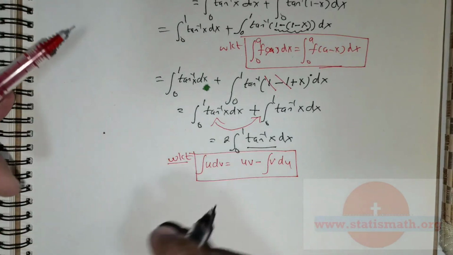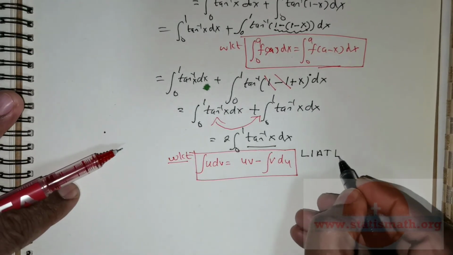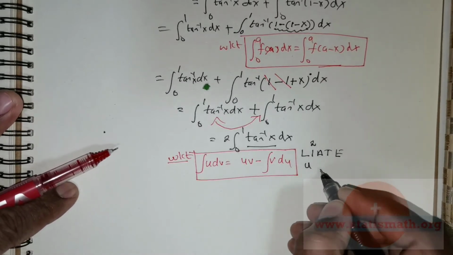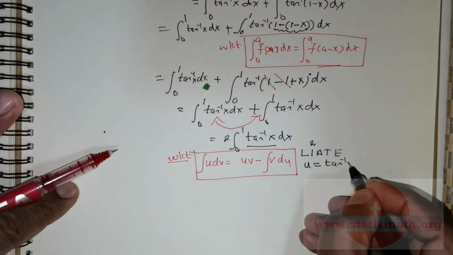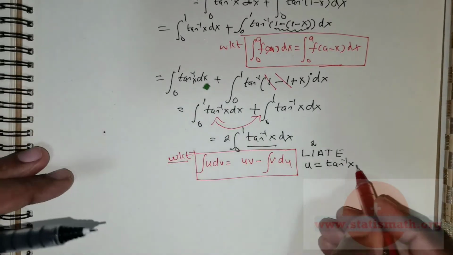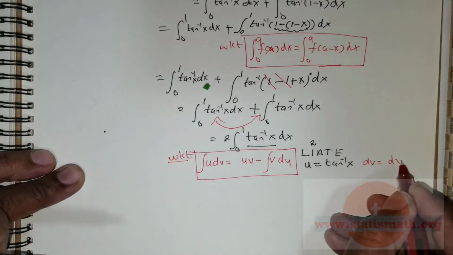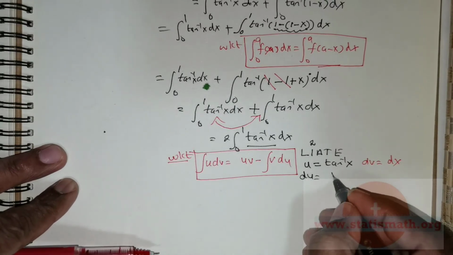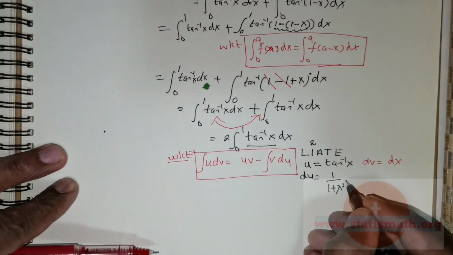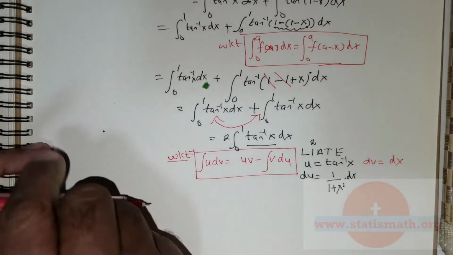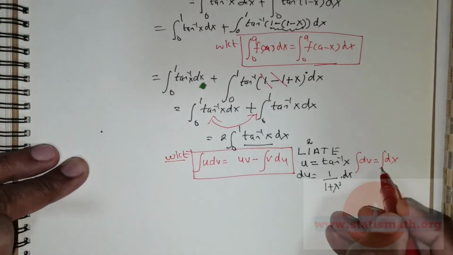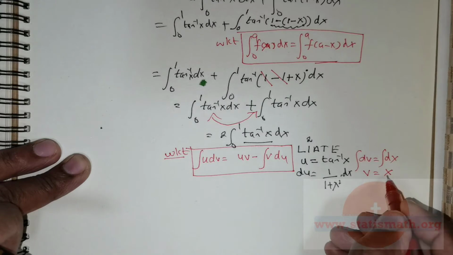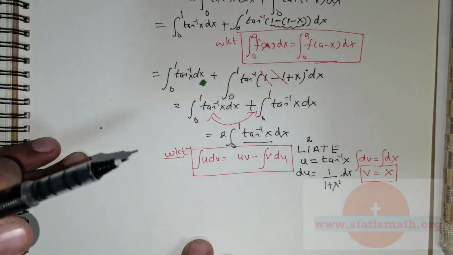We also know the important rule, LIATE, L-I-A-T-E. Now I is an inverse function, so the order is 2. So u should be taken as tan inverse of x, and dv should be taken as dx. If you differentiate u, the derivative of tan inverse of x is 1 over 1 plus x squared times dx, and to get v you integrate dv. The integral of dx gives us x.